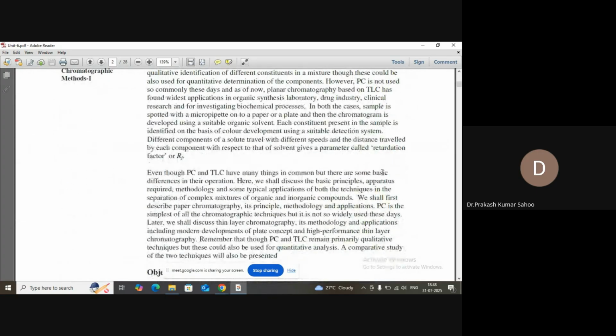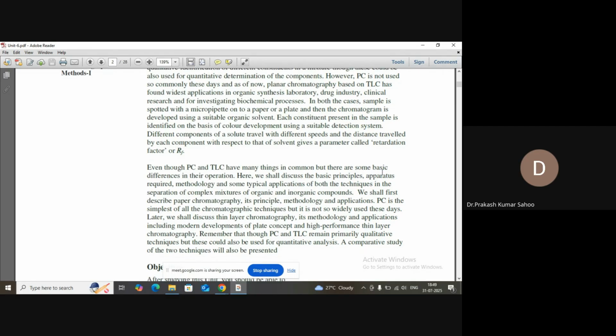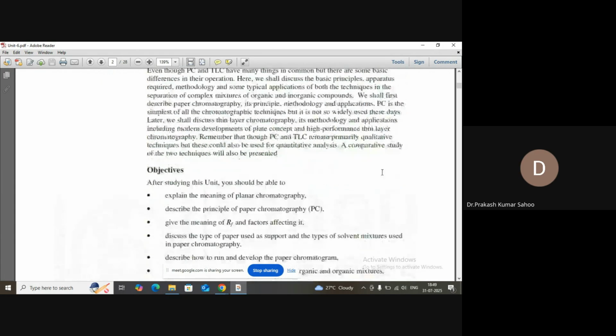Then we have the quantitative and qualitative aspect of this planar chromatography. Then the very important parameter is the retardation or retention factor. Retention means for how much time the different components adhere to or interact with the stationary phase.